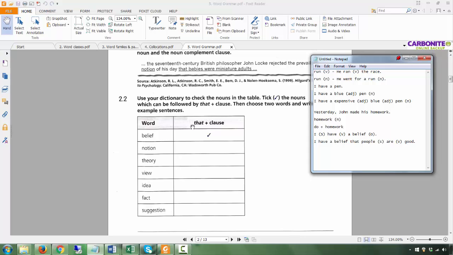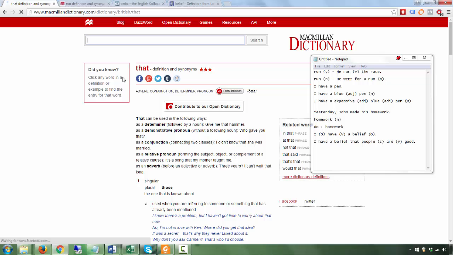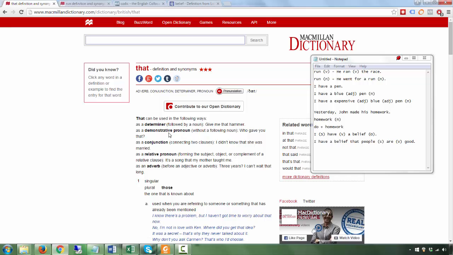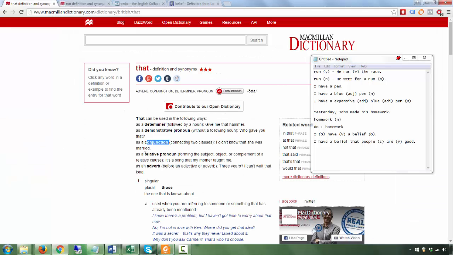By the way, just to let you know, that could mean many things. If you look at the dictionary definition, it can be a determiner, a demonstrative pronoun, a conjunction, so many things, right? And it's also a relative pronoun. A lot of people use it as a relative pronoun. But this that plus clause is kind of used as a conjunction here. Don't be confused with another way we use that.